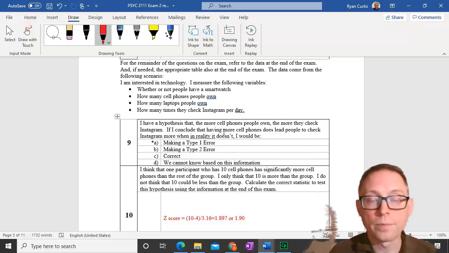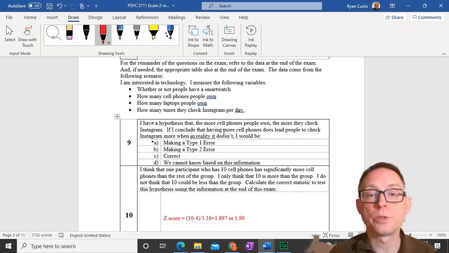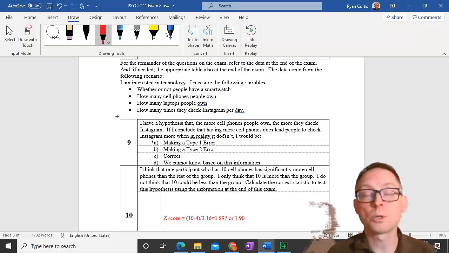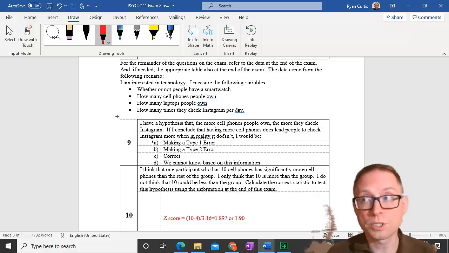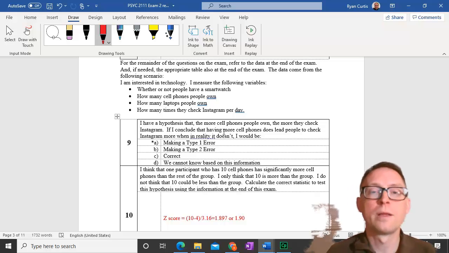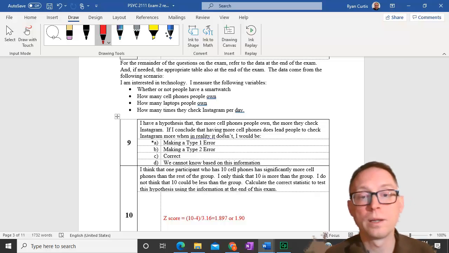And the error that I've made is a type 1 error. Type 1 is when you reject the null hypothesis when the null hypothesis is true. The null hypothesis in this case is that having more cell phones doesn't have anything to do with how much you check Instagram. If I reject that, then I'm saying, hey, guess what? More cell phones, you check Instagram more. If the null is true, though, then I've made a type 1 error.